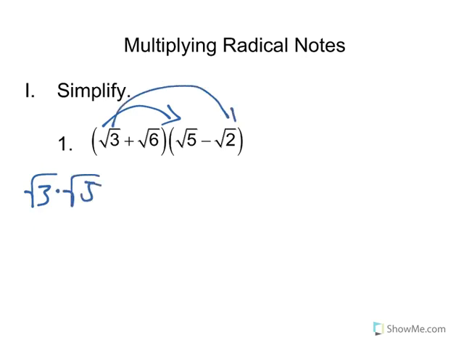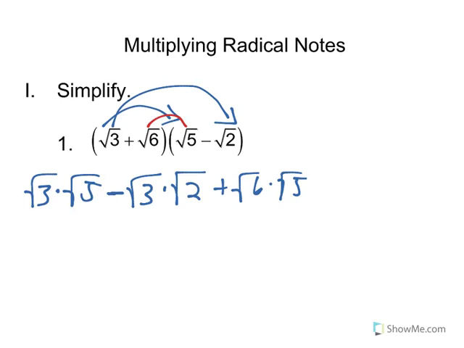Then I'm going to do my outsides. So my signs, I have a positive and a negative, so I'm going to have a negative, and then I have a square root of 3 times the square root of 2. Then I do my insides, they're both positive, so I have the square root of 6 times the square root of 5, and then I'm going to do my last. Positive times negative gives me a negative, so I get square root of 6 times the square root of 2.